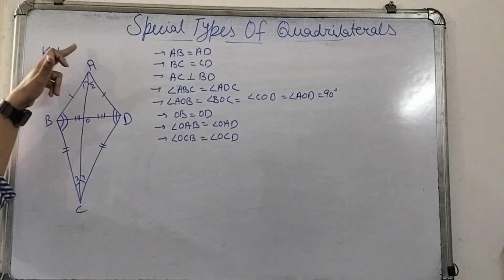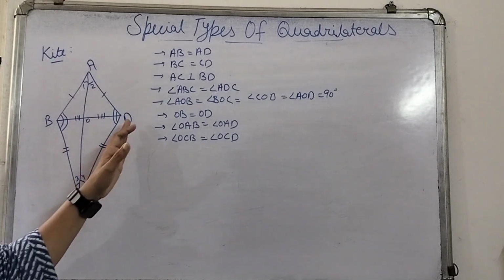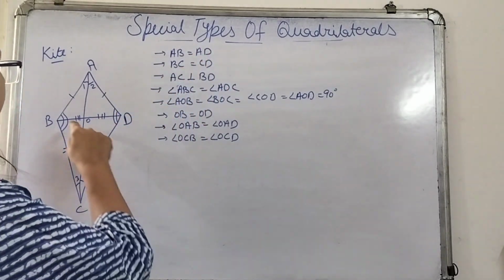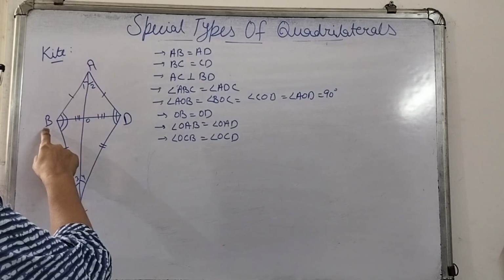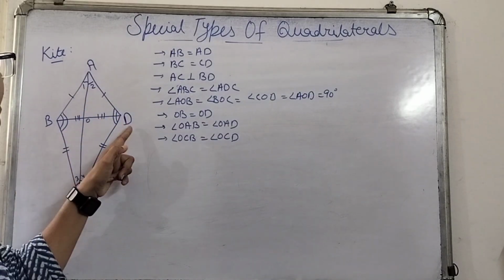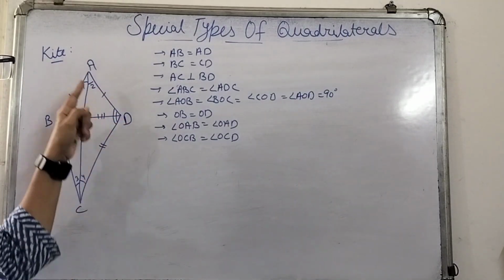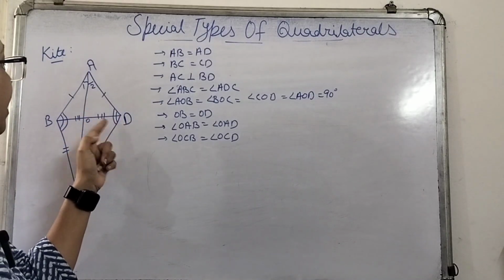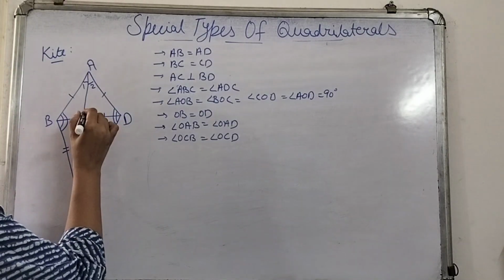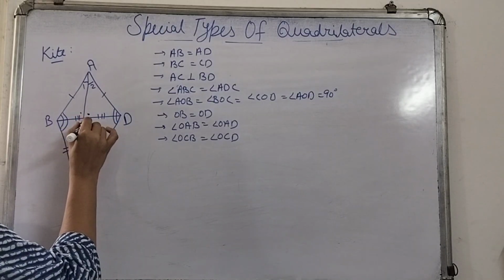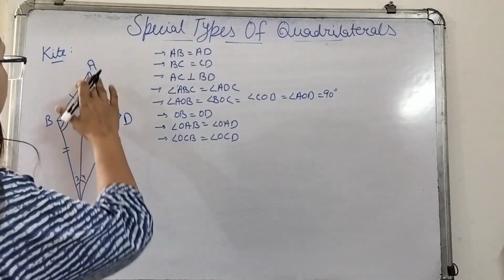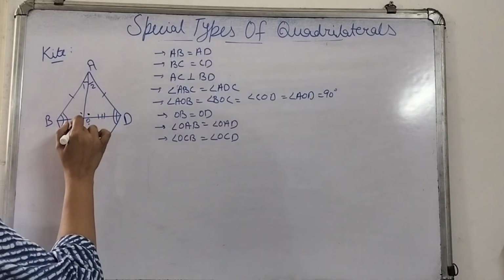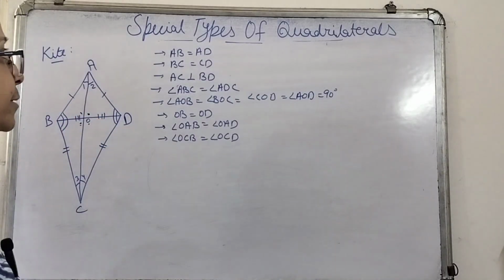So AB will be equivalent to AD and BC will be equivalent to CD in the kite. Along with that, diagonal AC will be perpendicular to diagonal BD. That means all these angles will be 90 degrees because the diagonals are perpendicular to each other at the point O. That's the reason all these four angles will be 90 degrees.